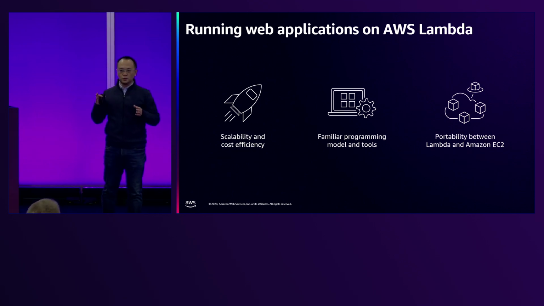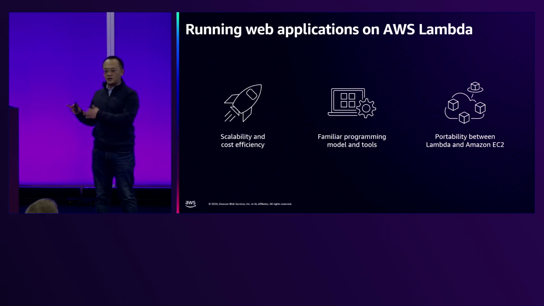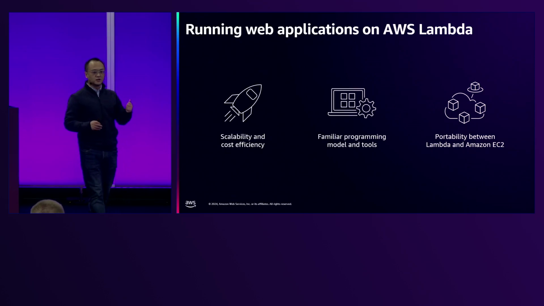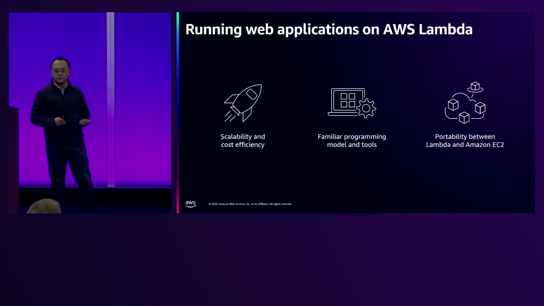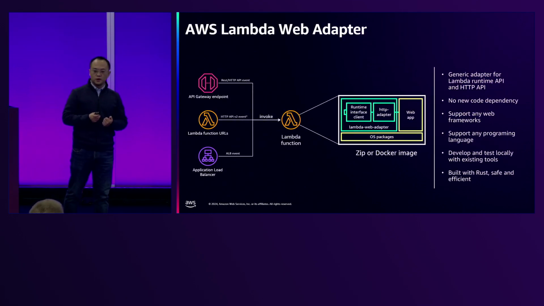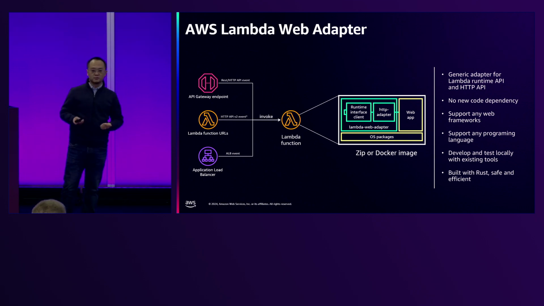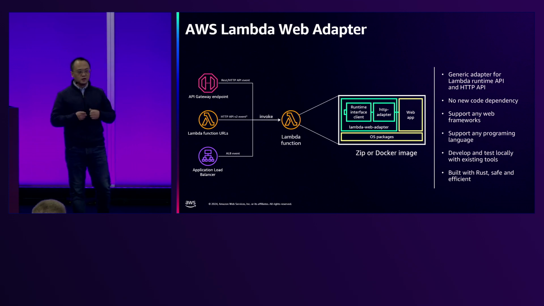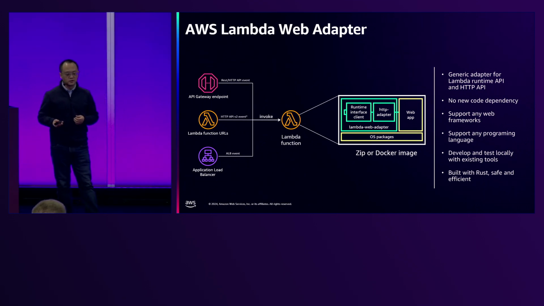And also, we are able to move our applications between EC2, Kubernetes, and Lambda easily. That's a benefit that we are trying to gain from this session. So there's a tool that we created, an open source tool. It's called AWS Lambda Web Adapter. It is a Rust runtime. It's a Lambda extension that is written in Rust.